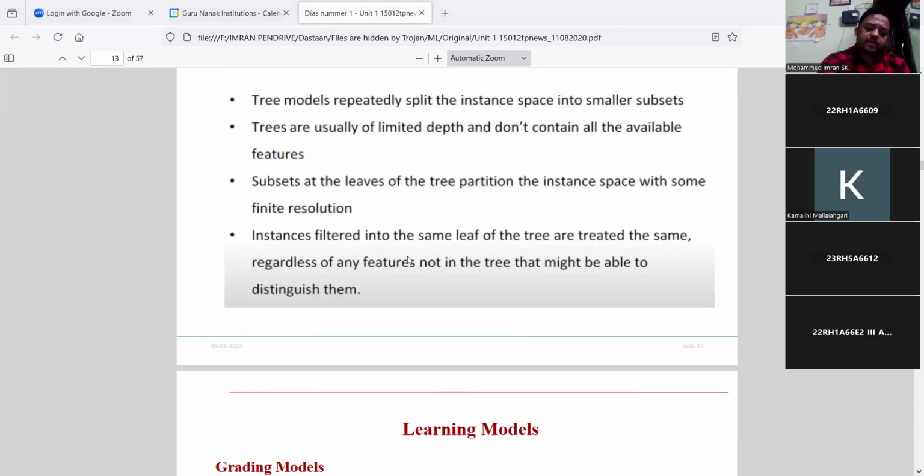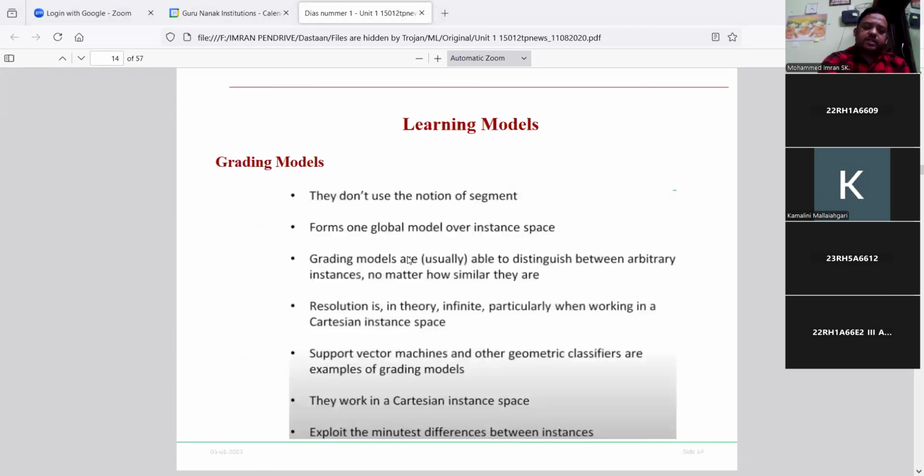Next, we have the grading model. It is based upon the Cartesian instance space, same like SVMs, for example. So this does not use the notion of a segment. That is the thing.